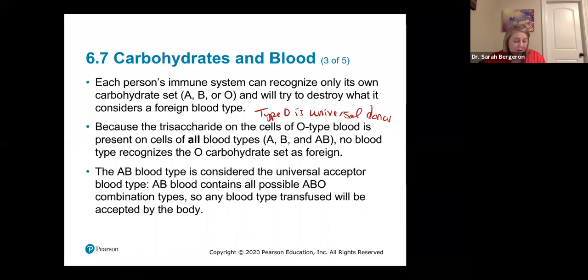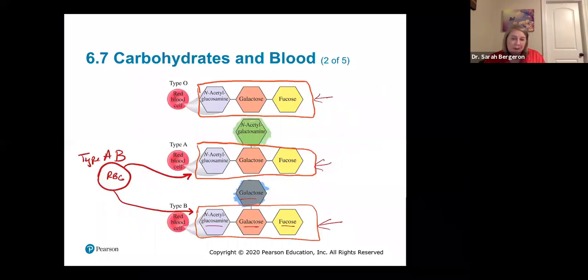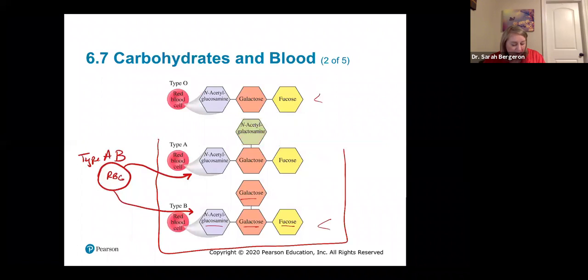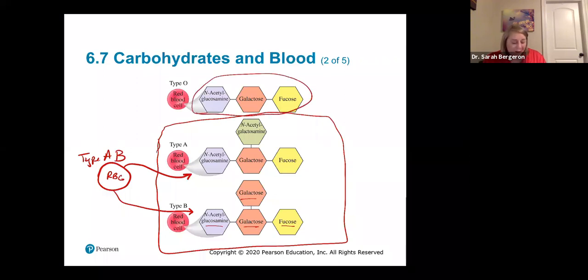So if you go back real quick to type AB, let me erase this stuff. Type AB has all of this on the outside of its cell. So type AB can receive blood from anyone because it looks at all that stuff and says, hey, that looks like me, it's cool. If it gets type O blood, well, that's fine. It's got this stuff on there. I'm okay with that because I have that on my cells.